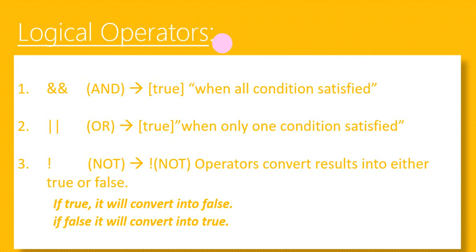If both the conditions are true, it means that in the AND operator, both or all the conditions must be satisfied, must be true, and then only the result will be true. This is the result I have written: if all the conditions are true, then only can you say the result will be true.